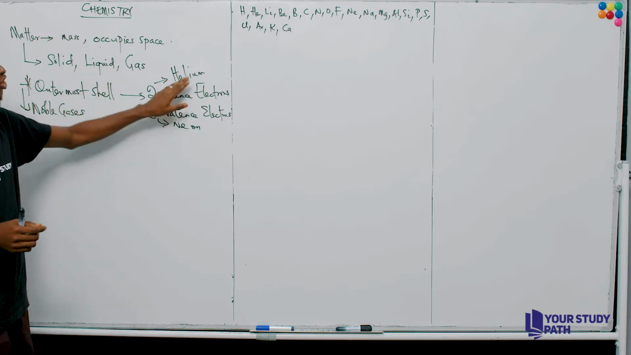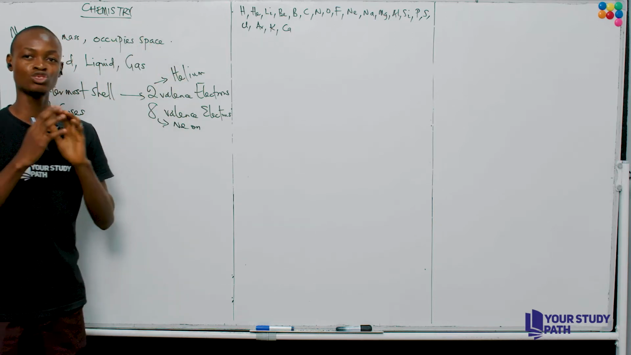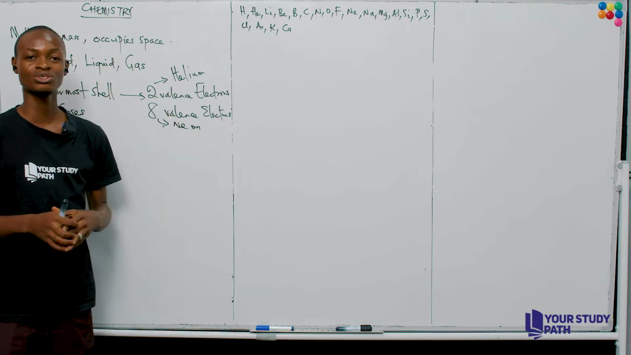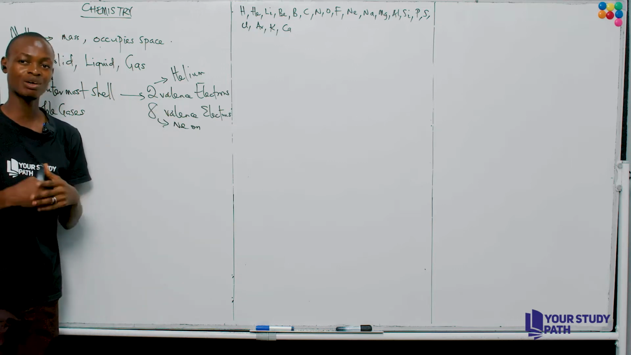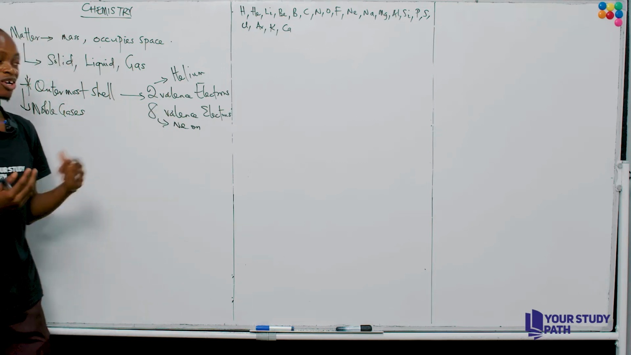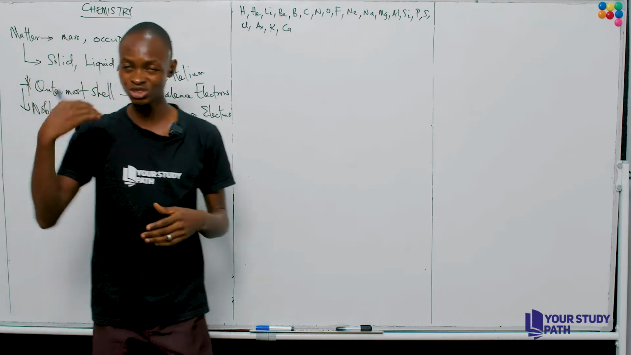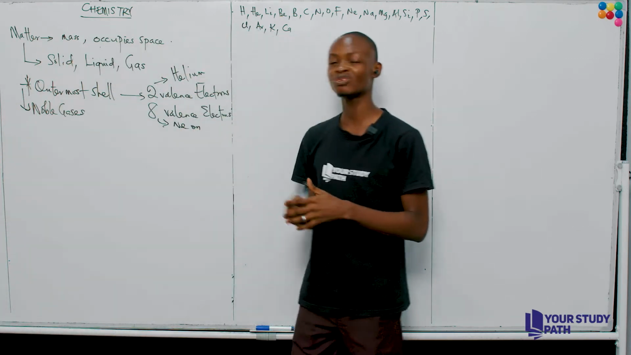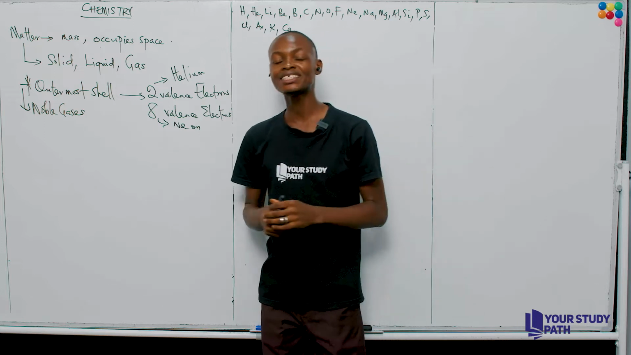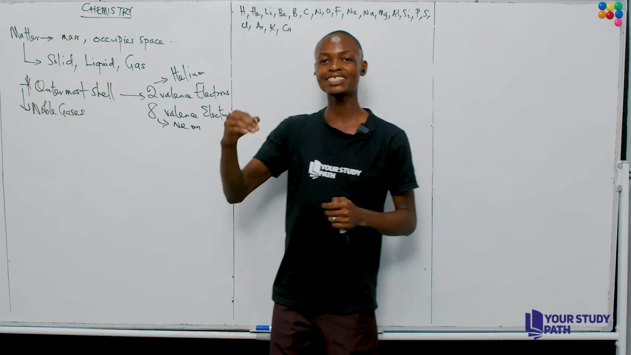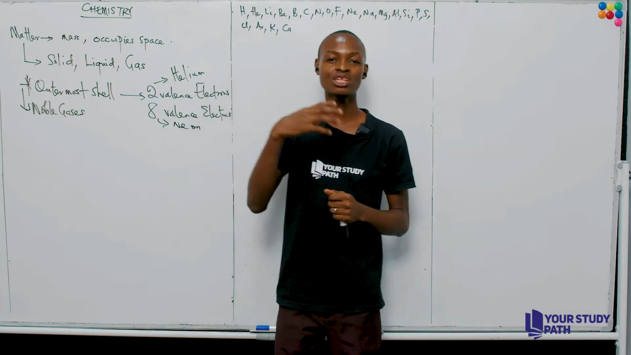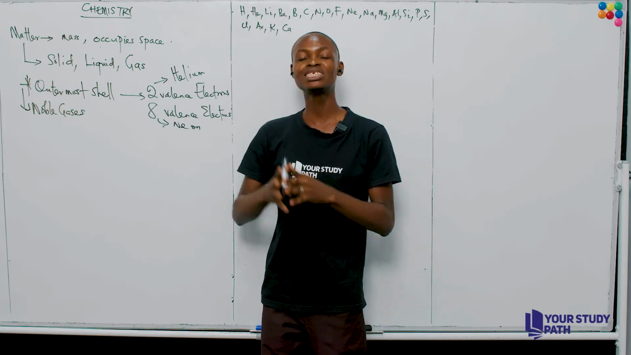So helium, which is the first member of the noble gases, has 2 valence electrons. Neon, which is the next member, has 8 valence electrons. And of course, even if you look at argon, which is still the next member, it also has 8 valence electrons. Elements that have 8 valence electrons in their outermost shell are said to be stable.